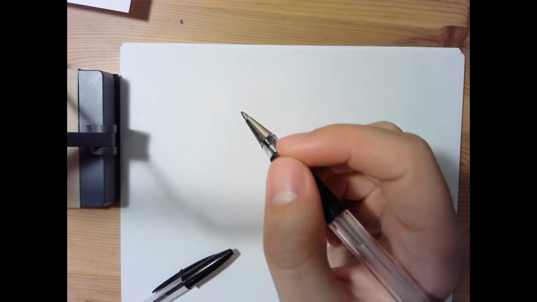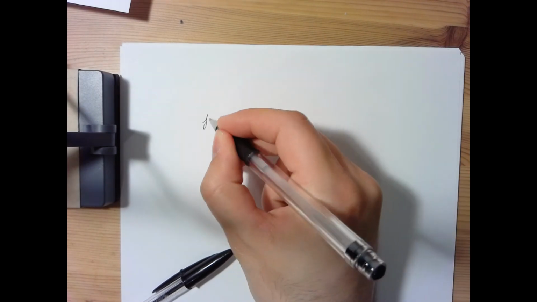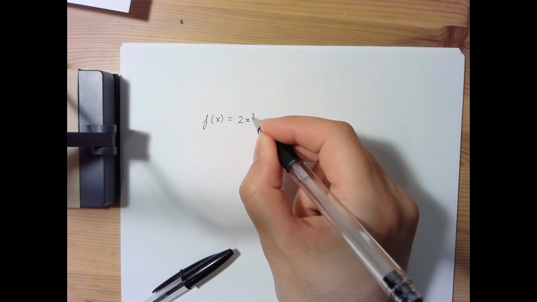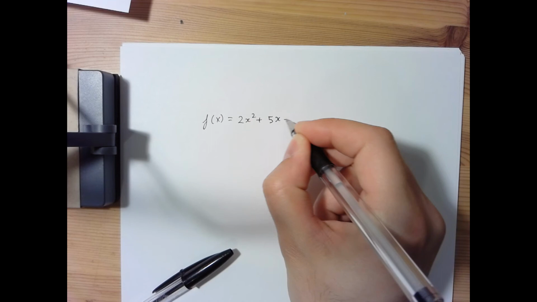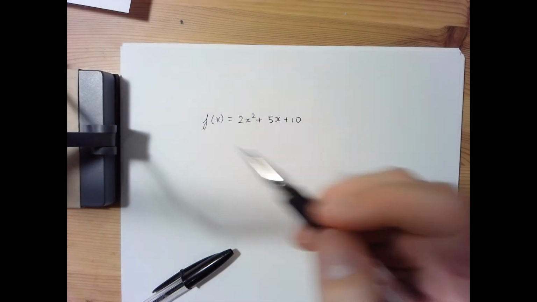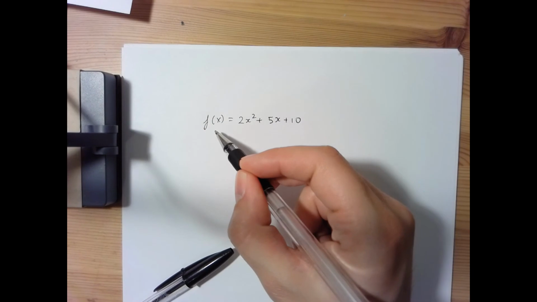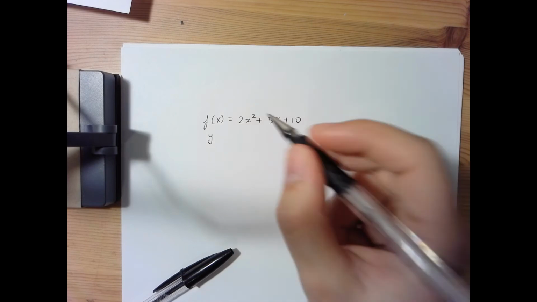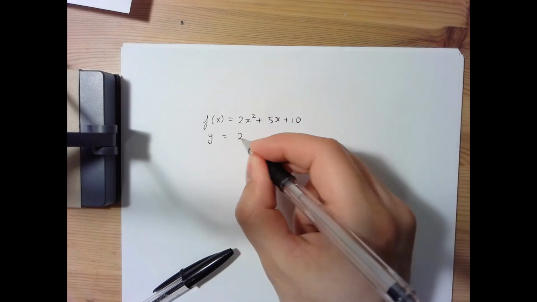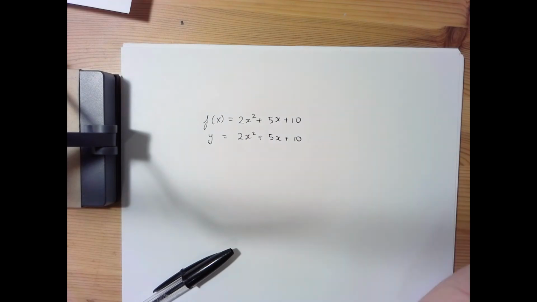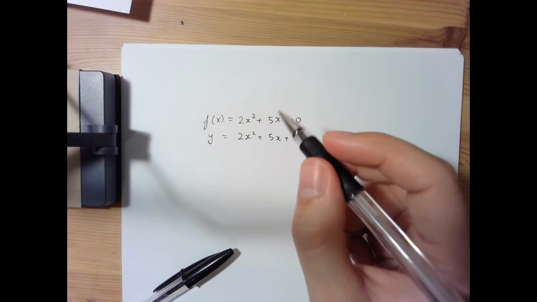So our subsequent question is to differentiate f of x is equal to 2x squared plus 5x plus 10. Okay, so the first note is that f of x is essentially like y. So we could just replace it with y here and just write out the same equation. We won't though, for reasons of practicality, so I'll show you.